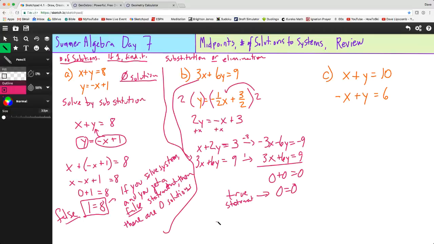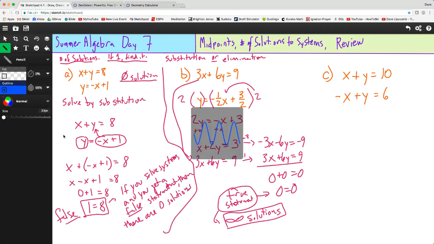So this means if we get a true statement as opposed to a false statement, we get infinite solutions. And notice what would have happened if we had used substitution. I want to show you that we also get a true statement. So we're going to take this piece here and substitute it in up here.